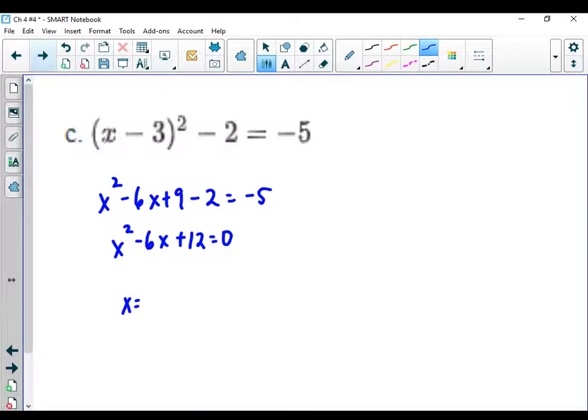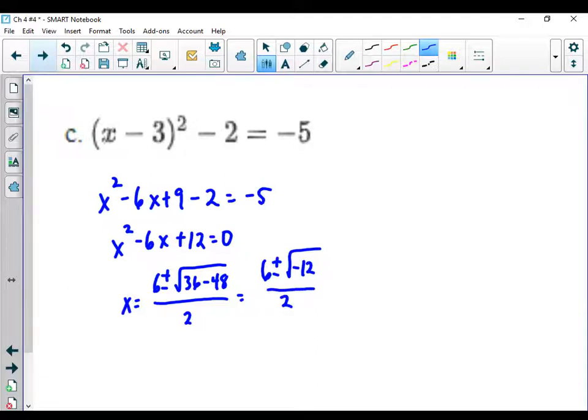So if I did the opposite of b, that's going to give me a positive 6. If I do b squared, that'll be 36 minus, and then 4 times a times c would be 48. And that's all over 2a. Or in other words, I have this, 6 plus or minus the square root of negative 12 over 2.